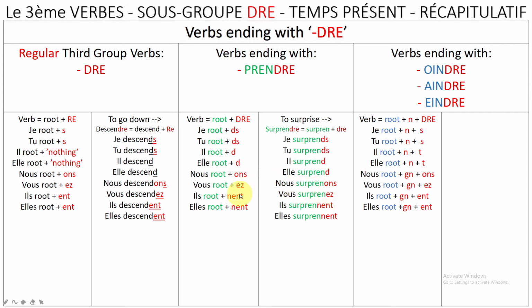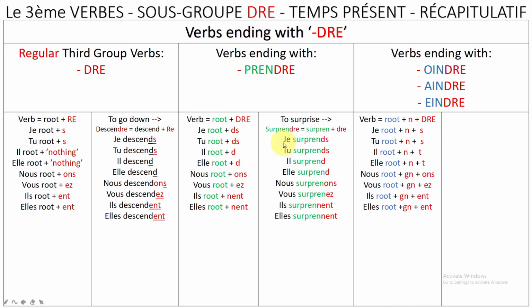And for il plural, I'm adding nent. For elle plural, I'm adding nent. So this one is very important. Okay. So you see here, there is already one n. So to that n, I'm adding another n. So we will have double n for il and elle plural.